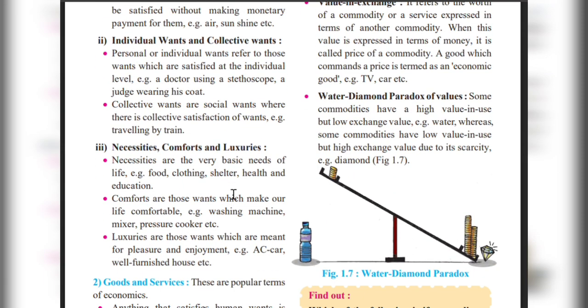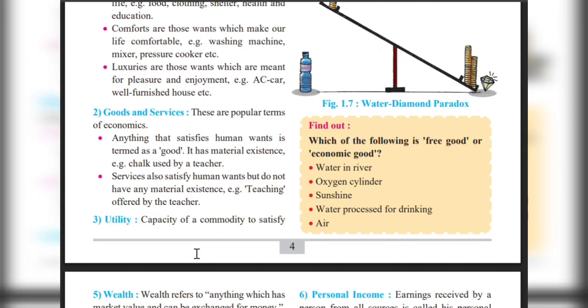Now, necessities, comforts, and luxuries. Necessities are basic needs for the survival of a human, for example food, shelter, clothing. Comforts are things making life easier. Examples we can take are fan, washing machine, etc. Luxuries are things giving pleasure. These are status symbols like luxury car, AC, expensive watches, etc.